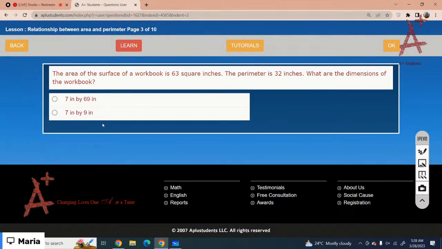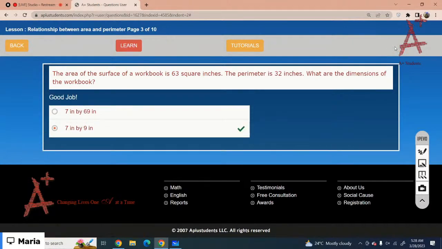Yes, it would be the second one, because 7 times 9 makes 63. So that would be the correct option. Got it?